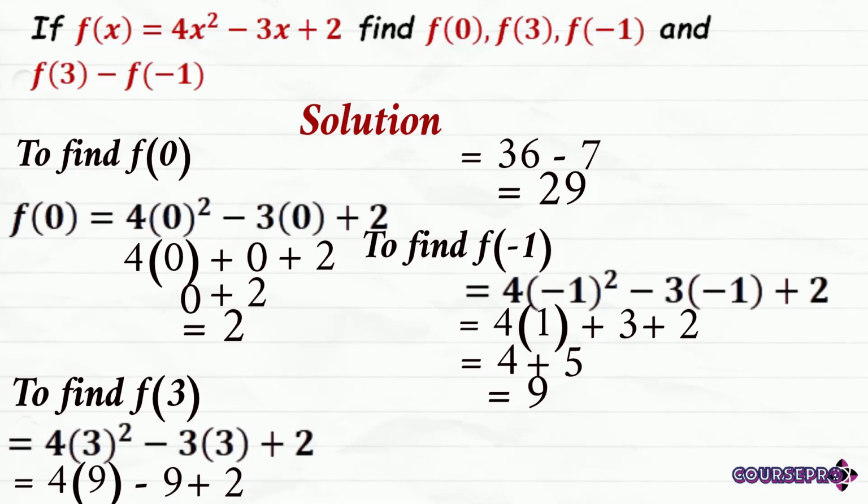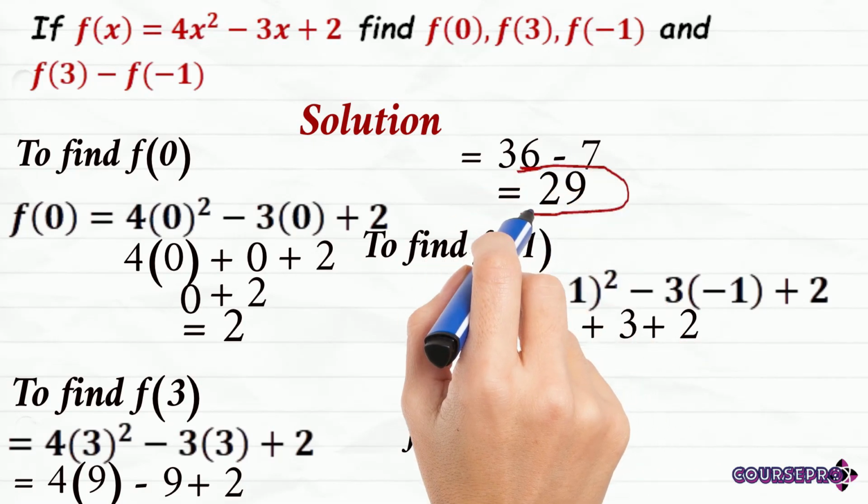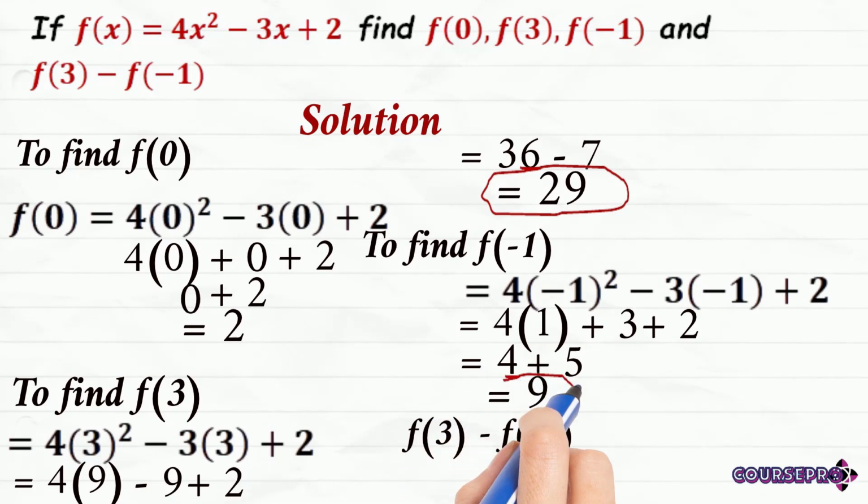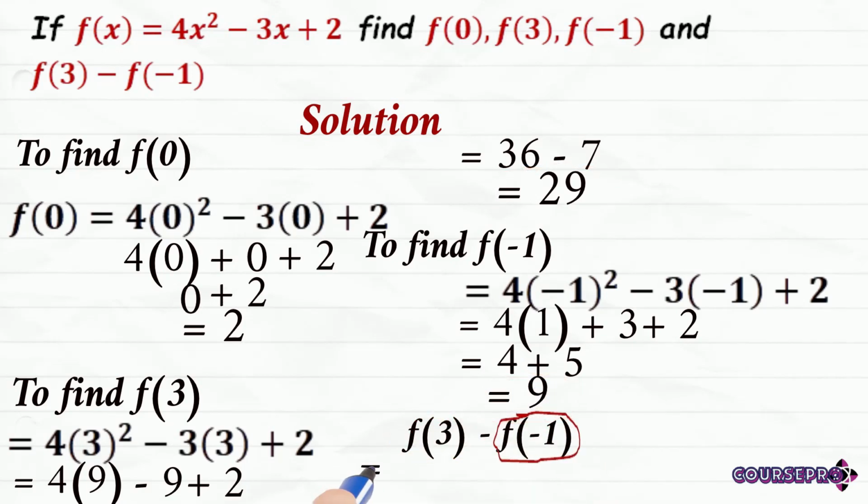Finally, for f of 3 minus f of minus 1. So if you observe, for f of 3, we had 29, and for f of minus 1, we have 9. So what we need to do is to subtract this function from this other function. So that will be 29 minus 9. So we'll have 20. See you in the next video.